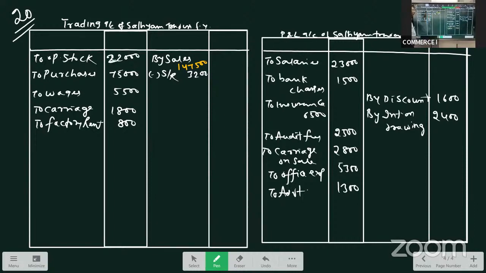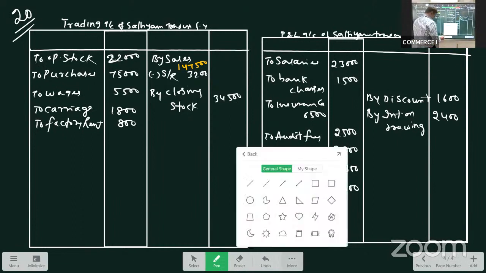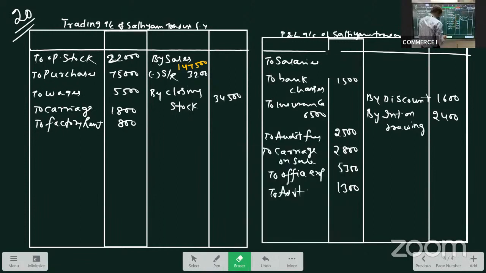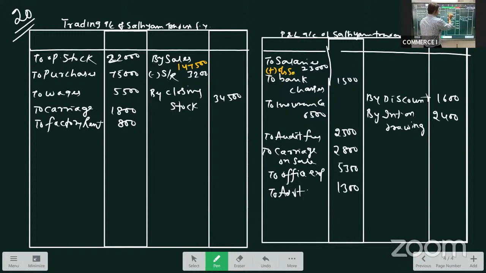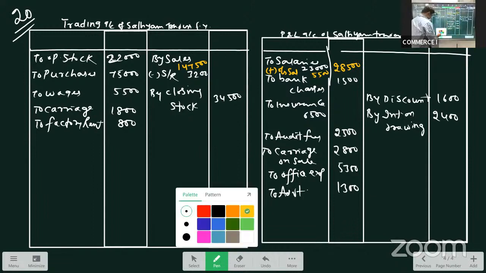Now, coming to adjustments. We have closing stock. Closing stock once will be taken in trading account and then in balance sheet, closing stock 34,500, right? Then outstanding salaries, we add to salaries and then take in liability side. The amount given was 23,000 and we have outstanding salary. I'm adding outstanding salaries. Outstanding salaries are how much? 5,500. So total salaries amount would be 28,500.